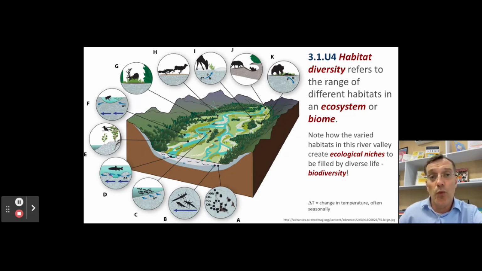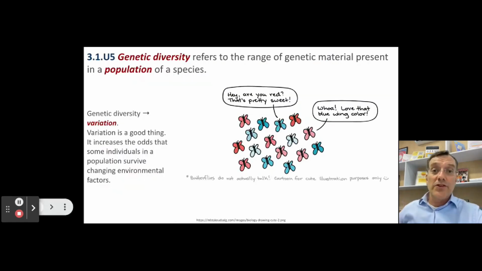So this is why habitat diversity leads to greater species diversity. Just like the carrot example earlier, genetic diversity results in greater variation within a single species. So all of these butterflies have different physical appearances as a result of the allele and genetic combinations in their genomes. Some of them are blue, some of them are red, some are some shades in between.